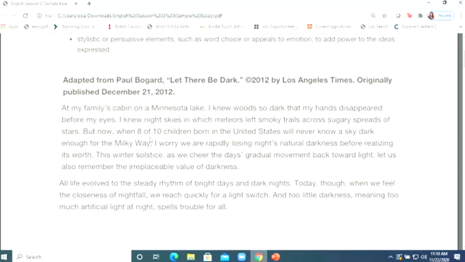But now, when 8 of 10 children born in the United States will never know a sky dark enough for the Milky Way. Now, this is a statistic. This is a fact based on numbers, based on figures. So, this is one way of making the claim that the author is going to state believable. I worry we are rapidly losing night's natural darkness before realizing its worth. This winter solstice, as we cheer the day's gradual movement back toward light, let us also remember the irreplaceable value of darkness.